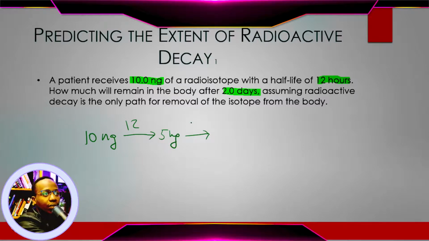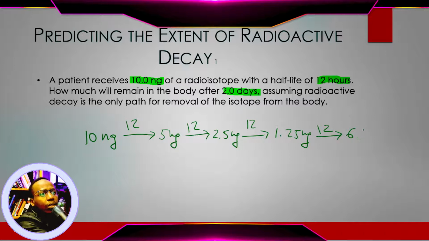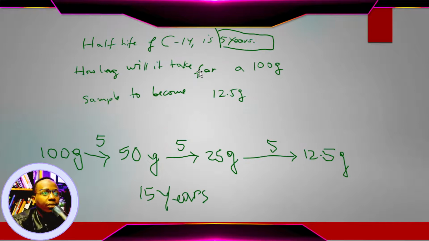So after 12 hours, 5 nanograms. After another 12 hours, you have 2.5 nanograms. After another 12 hours, you have 1.25 nanograms. All right. So that's 36 hours. After another 12 hours, you have 0.625.